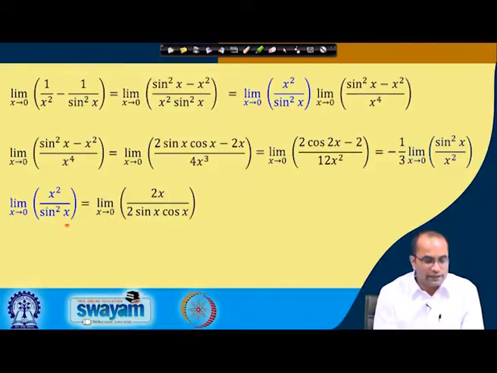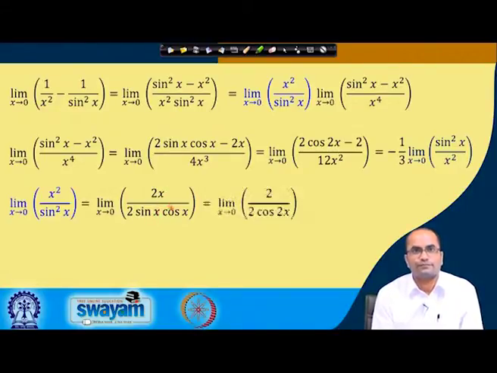we can apply again L'Hopital rule, because this is 0 by 0 form, and then we have a limit here. So, the derivative of x square will become 2 x, and then the sin square x will give us 2 sin x cos x. So, here we have 0 by 0 form again, and then the derivative of the numerator will give us 2, and the derivative of the denominator, which is sin 2 x, will give us 2 times the cos 2 x.